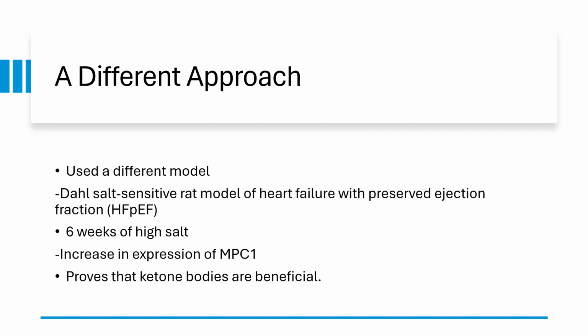This led to a more targeted approach. They used a Dahl salt-sensitive rat model of heart failure with preserved ejection fraction, which is HFpEF. And they used that instead of the original model, which had systolic heart failure. And they observed that expression of MPC1 increased, but MPC2 did not when exposed to 6 weeks of high salt. And this showed the difference between types of heart failure.